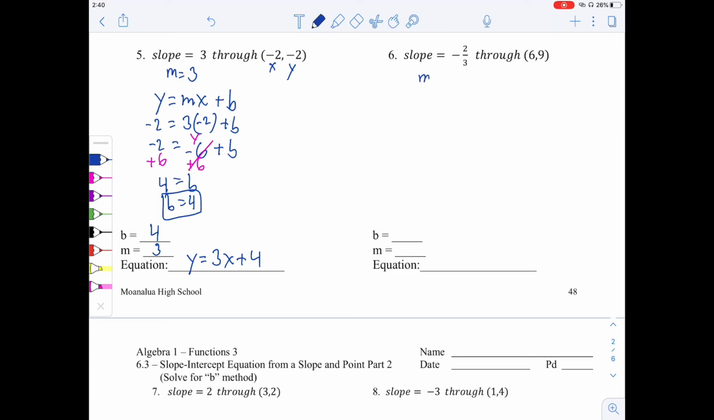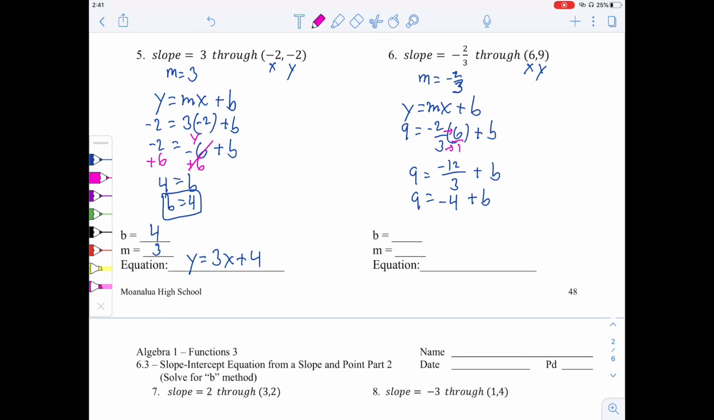Okay, again, number 6, m equals negative 2/3. Through our point x, y, we're going to use y equals mx plus b. So our y value is 9, our slope is negative 2/3, and our x value was 6. We're going to multiply this fraction. Remember, if it's a whole number, we put it over 1 and multiply across. So negative 2 times 6 is negative 12, and 3 times 1 is 3. Bring it down. Negative 12 divided by 3 is negative 4.